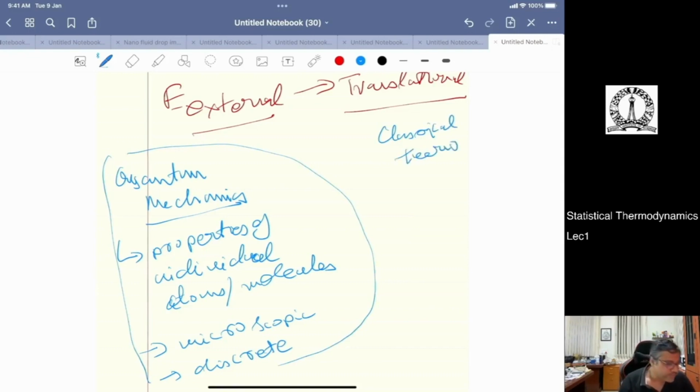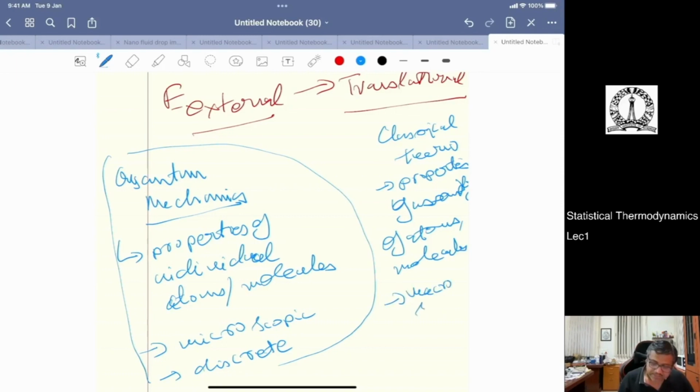So classical thermodynamics basically looks into the properties of an assembly of atoms and molecules. Ensemble actually has a different connotation. So you're not concerned about individual atoms and molecules anymore. This is the other end of the spectrum. And it is macroscopic, obviously, because these are properties that you can see, measure, and feel, and they are usually continuous.